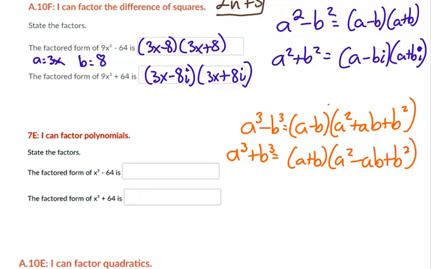Now notice the only things that change here in the formula are the first operation sign and the second operation sign, for addition and subtraction. Now notice that these are the same. And then these two are opposite. Same thing for the other formula.